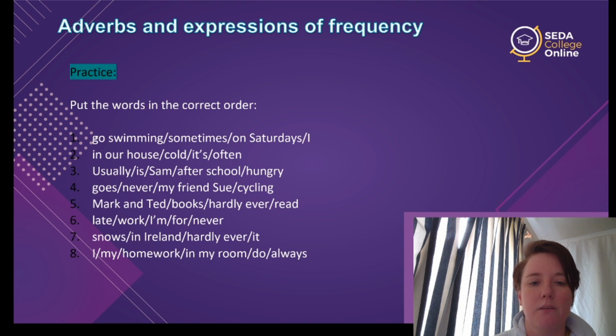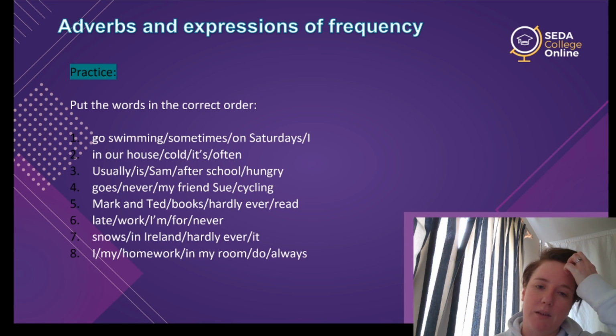Goes never, my friend Sue cycling. Mark and Ted, books hardly ever read. Late work, I'm for never. Snows in Ireland, hardly ever it. I my homework in my room do always.